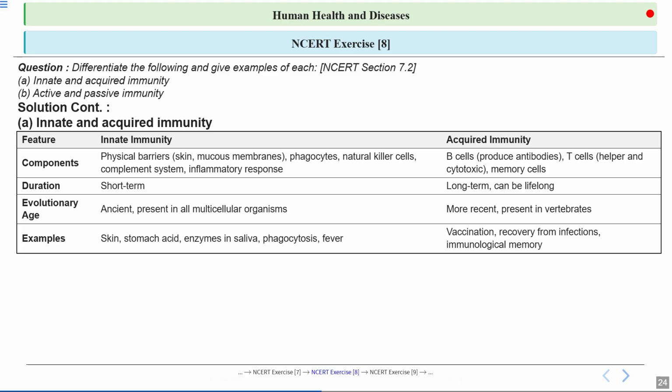Examples of innate immunity: skin, acid in the stomach, enzymes in saliva, and phagocytic cells. Then in acquired immunity, you can see examples: it can be activated through vaccination, recovery from infections, and immunological memory, which leads to a heightened response.